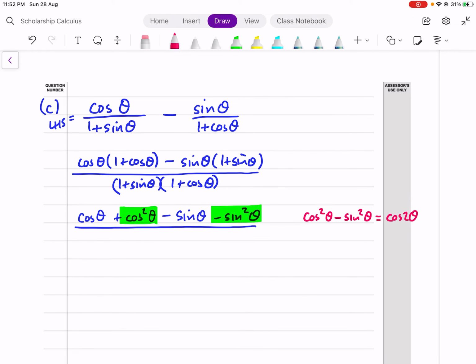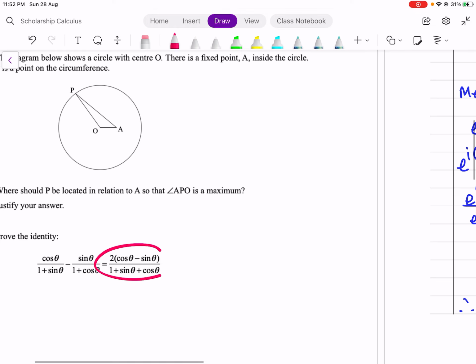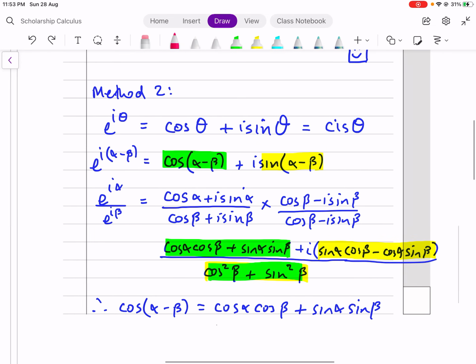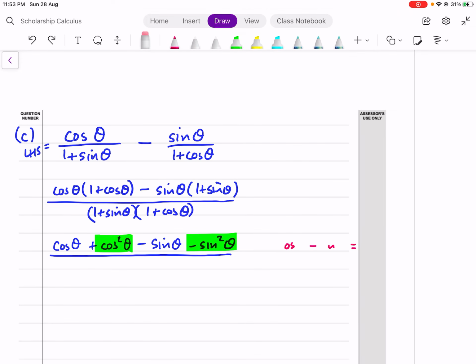I don't want to use that because that will bring in double angles, 2 thetas, and the right hand side I'm aiming for doesn't have any 2 thetas, so I'll be going away from the answer if I do that. So always keep an eye on the right hand side and where you're heading, because you might go past the answer.